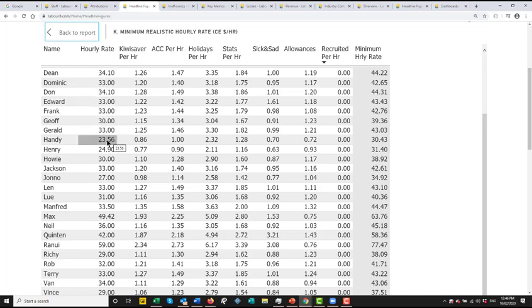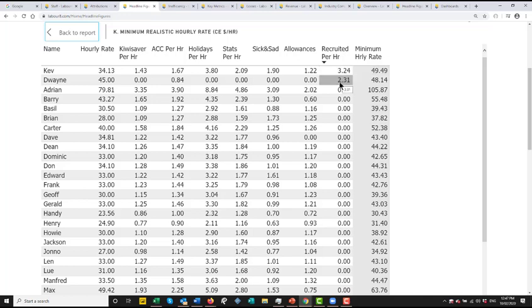But of course what happens is there's additions, like so much for KiwiSaver, ACC, adding on a bit for their holiday entitlements during the year, stat holidays, sick and sad leave, maternity leave, and so on, right through to recruitment figures here if I'm already paying those.